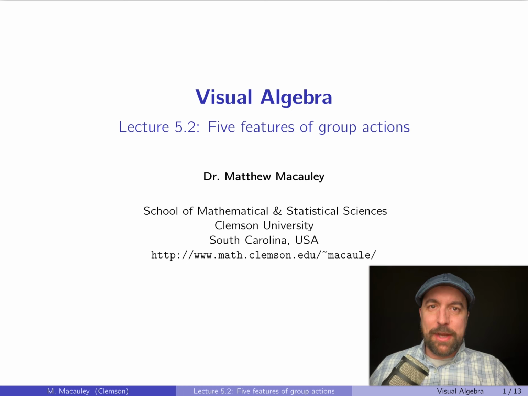Every group action has 5 fundamental features that are worth trying to understand: orbits, stabilizers, fixators, the kernel, and the fixed points. The first 3 of these are local, in that they depend on individual set or group elements, and the last 2 are global. They depend on the homomorphism that defines the action. Several of these are dual to each other.